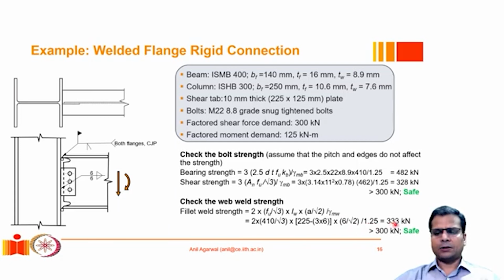And we can calculate this strength to be 333 kilonewton, and the shear force demand was given as 300 kilonewton. So the shear strength of this joint is more than the shear demand. Therefore, this weld is also safe. So now we have checked the safety of these bolts and safety of this weld. Now let's check the safety of these welds that are between the beam flange and the column flange for the given bending moment demands.